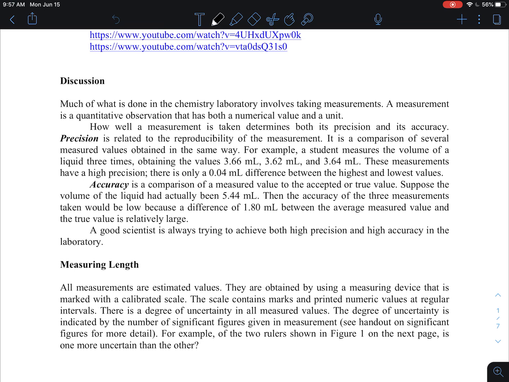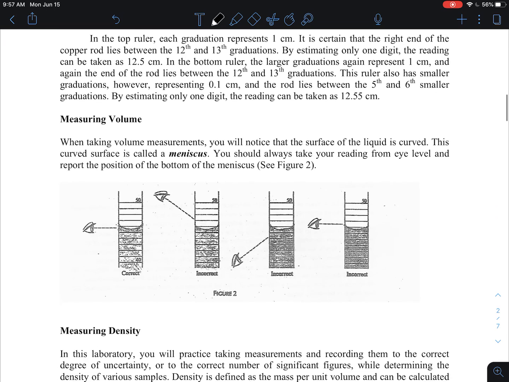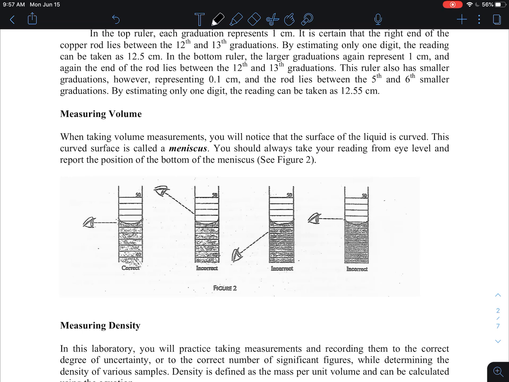So there's a degree of uncertainty, just like what we've done in the past, where you have to guesstimate that last little digit. Here's a little diagram where you have two different rulers. One where you just have ones. You have no other indication of where you can guess. So here, you know you were between 12 and 13, but you don't know exactly how much, so you're just going to say 12.5. In the other ruler, you have a lot more smaller markings where you can actually make a little bit better of a guess, and notice that it's between 0.5 and 0.6, where it's 12.55.